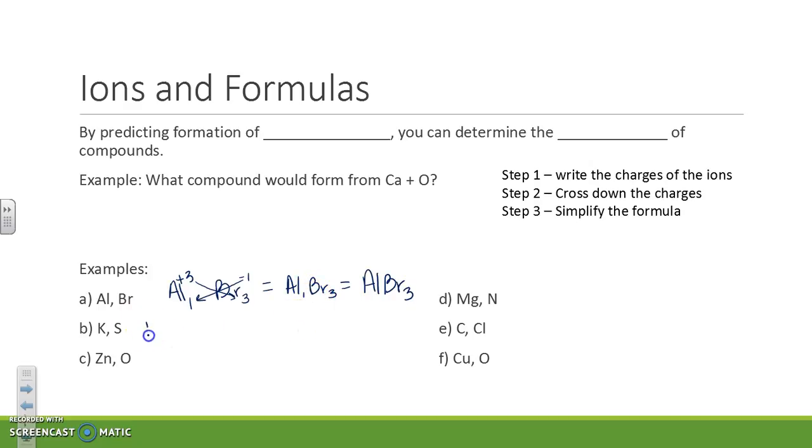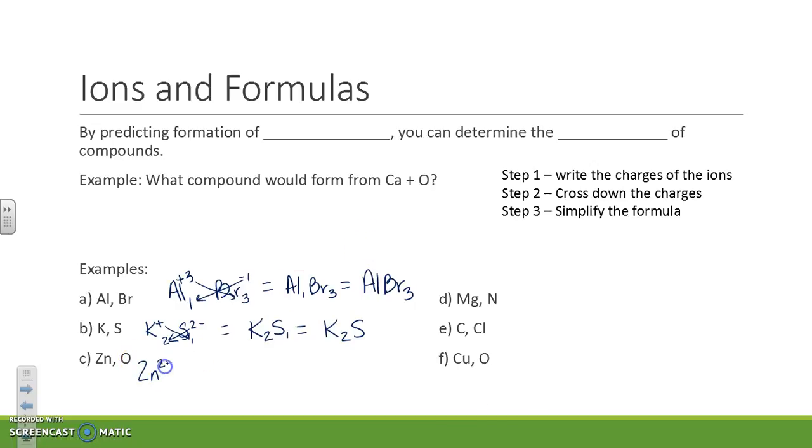What if I have K with a +1 charge, and S with a -2 charge? When I cross those down, the 1 comes here, the 2 goes here, and so we have K2S1. Can I simplify? No, so we get rid of the 1: K2S. I want you to pause it real quick and do C, D, E, and F, and then come back and check your work.